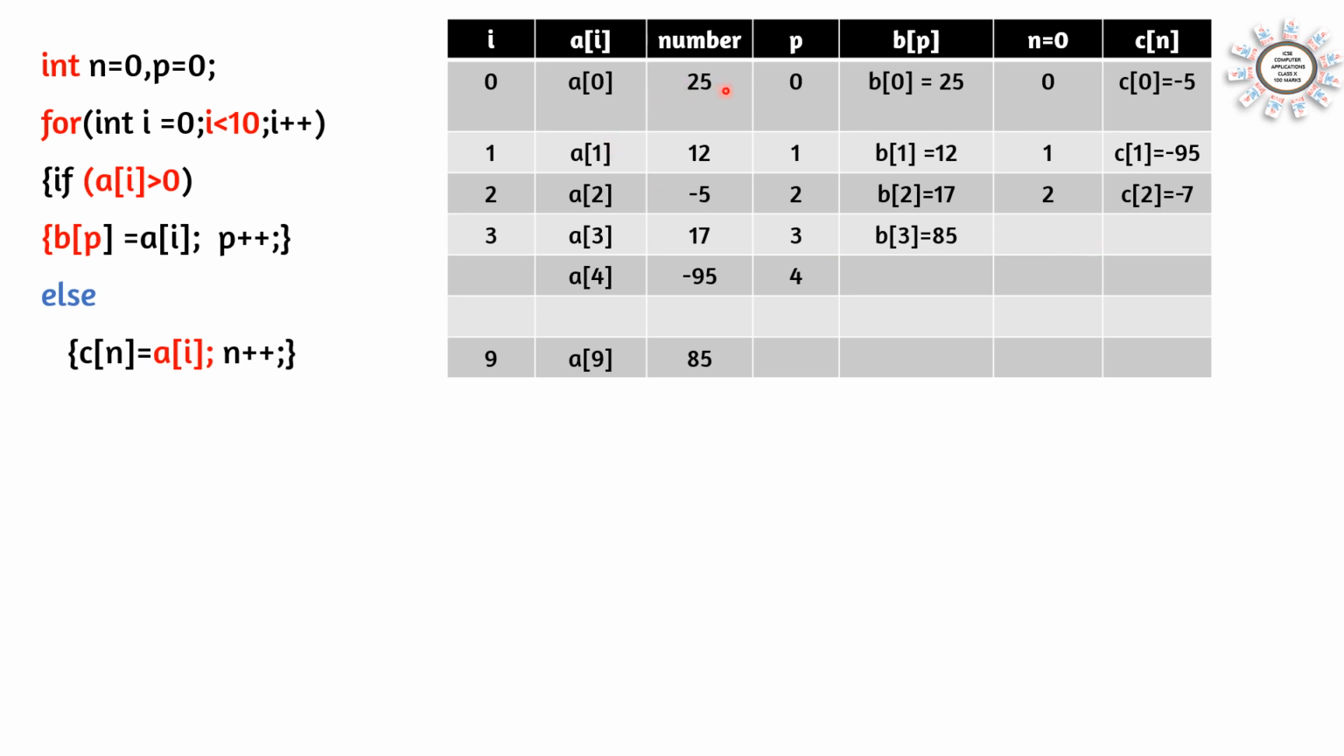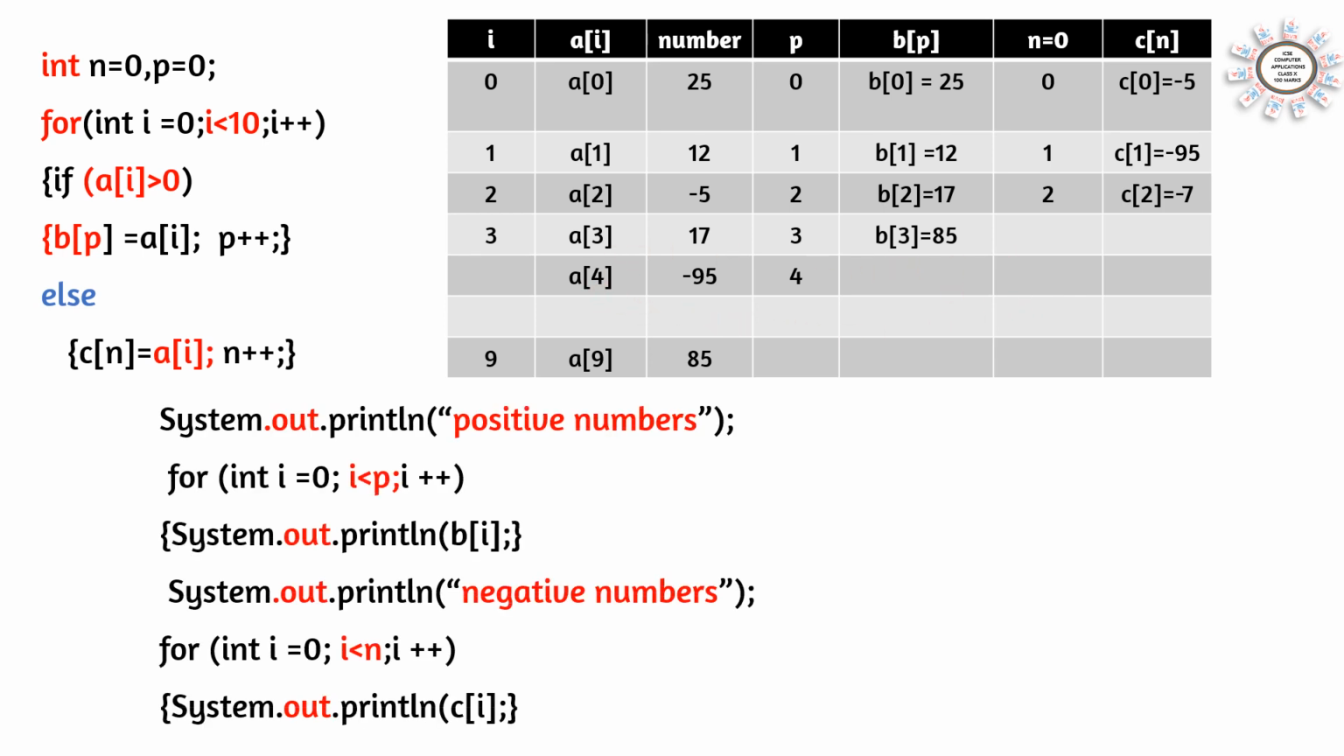And here we can check. First number A0 is not negative. A1 is also not negative. And A2 is not greater than 0. That means it is a negative number. So in C of n, that means C0, it will store -5. And then n will become 1. And now the next number, here it is coming -95. It is a negative number, so it will be stored in C1. And the next negative number in C2, C3, like that. So here, as soon as you store the number, the value of n will increase. So here we have arranged the negative and positive numbers in both the arrays.